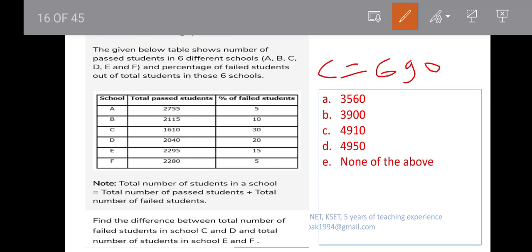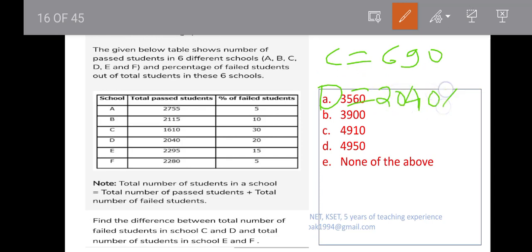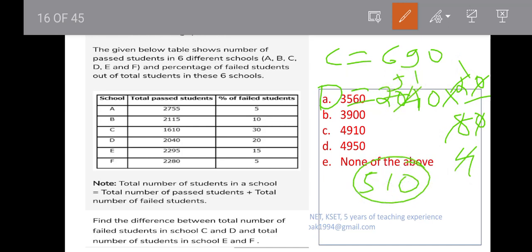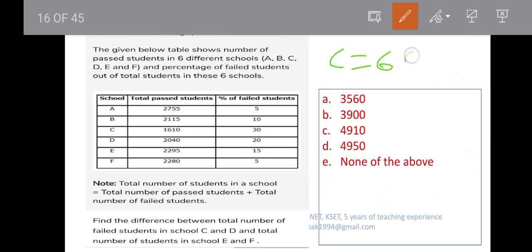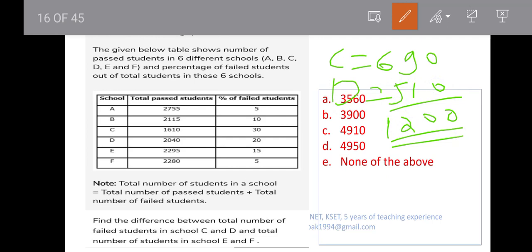The next one asked is the failed student number of D. So we'll do it in the same way. D is 2040. What is that? That is passed students. The passed student proportion is 80%, right? So if 2040 is 80%, then what will be the 20%? We need the failed number, so that is why we need the 20%. So we'll go for the cross multiplication as we have done for C. So the calculation will be 2040 into 20 by 80. Correct. I'm striking off the zeros. 2 1s are 2, 2 4s are 8, 4 5s are 20, and 4 1s are 4. So for D we will get 510. So C we got 690, D we got 510. The total we are making it like 1200. So the first part of the question is done.